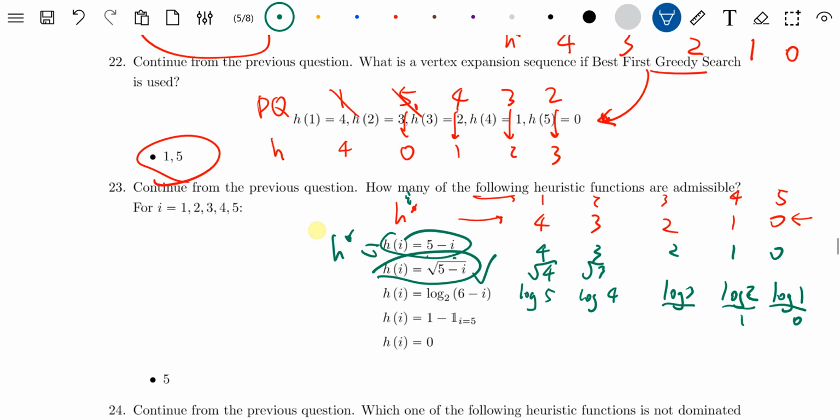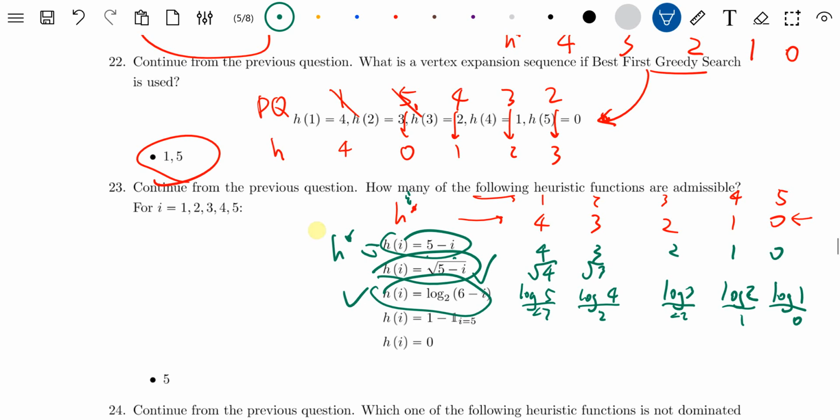Log 3, it seems it's less than 2. Because log 4 is 2, so this is less than 2, so it's okay. Log 4 is 2, so okay. Log 5 is less than 3, because log 8 is 3. So that's why all of them are okay. So again, this heuristic is admissible.